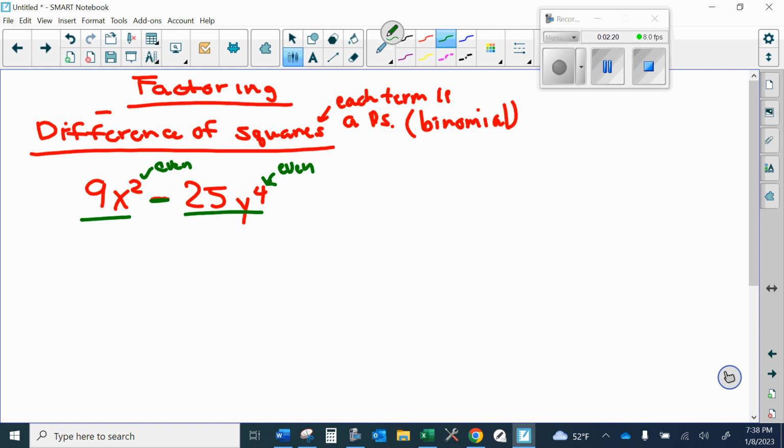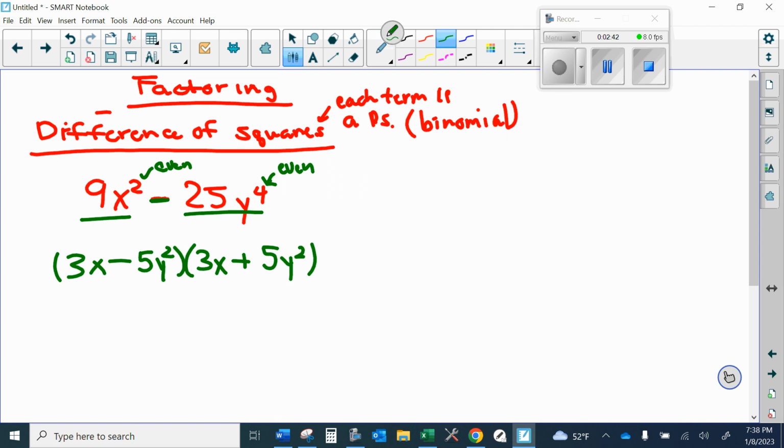So I just take the square root of each. That's 3x, so I put 3x and 3x. And I take the square root of 25y to the fourth. That's 5y squared and 5y squared. And one's a plus and one's a minus. It doesn't matter which one I put the plus on and which one I put the minus on. That's the simple rule on how to factor a difference of squares.